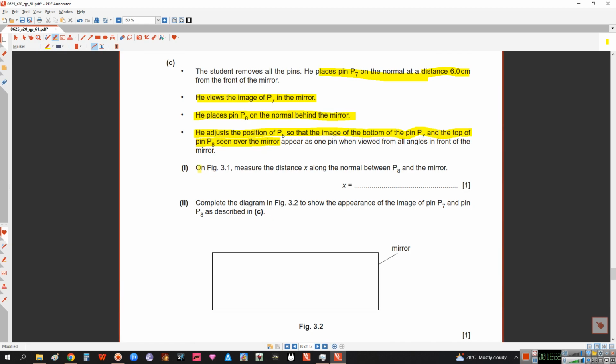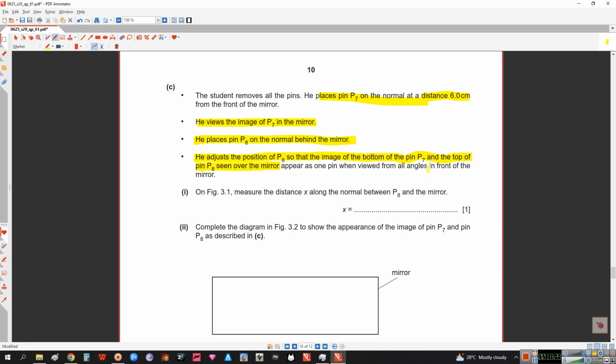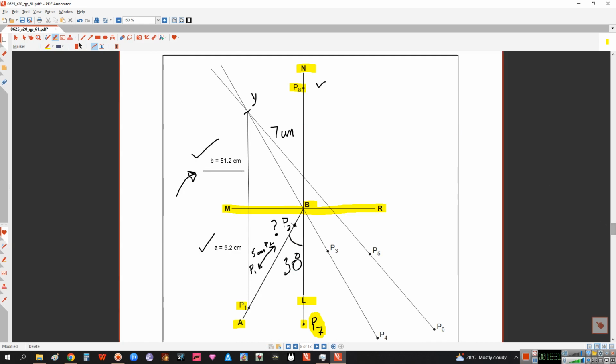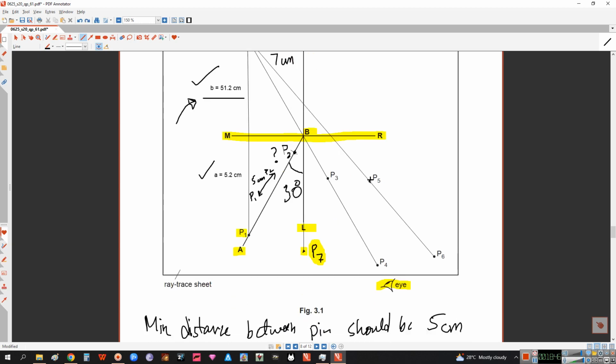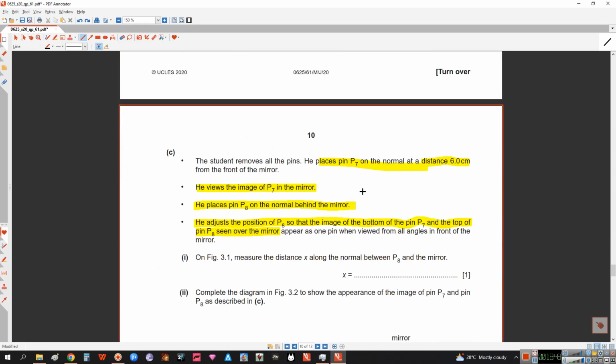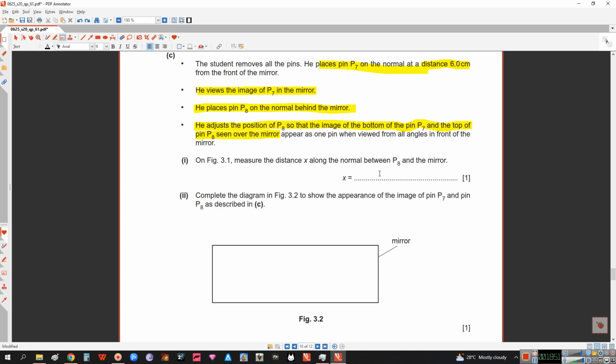On figure 3.1, measure the distance x along the normal between P8 and the mirror. So simply take your ruler and measure this value from the center of this point P8 to the mirror. This is 63.1 millimeters or 6.31 centimeters. So we're going to go with 6.31 centimeters. Okay, just record the value. As I said, do not try to recreate the answer on your own. Whatever the ruler is telling you, just write it down.